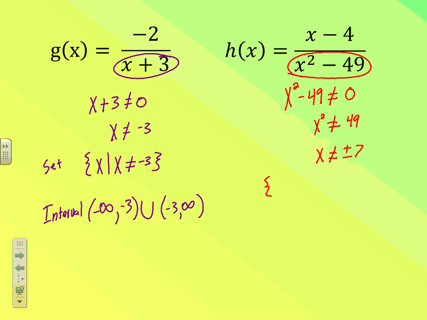So let's show it in set notation. Here it's actually a little easier to write it in set notation. I'm going to say x such that x cannot be positive or -7. In interval notation, well, we can go from -infinity all the way up to, but not including, a -7. And from -7, we can go up to a +7. And then from a +7, we could go all the way up to a positive infinity. So you see how sometimes the set notation would be a little bit more friendly to show what the domain would be rather than interval notation.